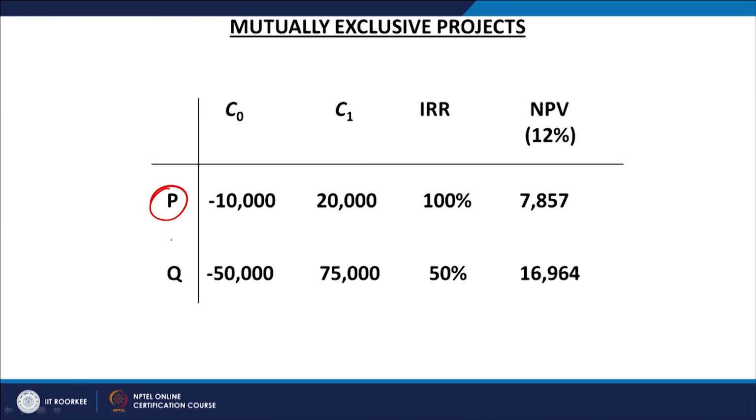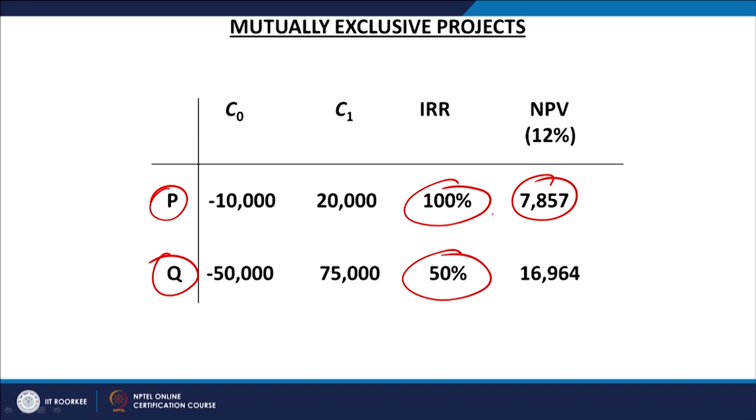But here in this case, mutually exclusive projects, we have got project P and project Q, two projects. In the first there is a cash outflow of 10,000 and a cash inflow of 20,000. The second has a 50,000 cash outflow and an inflow of 75,000, C1, at the end of the first year. IRR comes up as 100% and 50%, whereas when these cash flows are discounted at the rate of 12%, which may be the cost of capital, this value comes up as this and this value comes up as this.